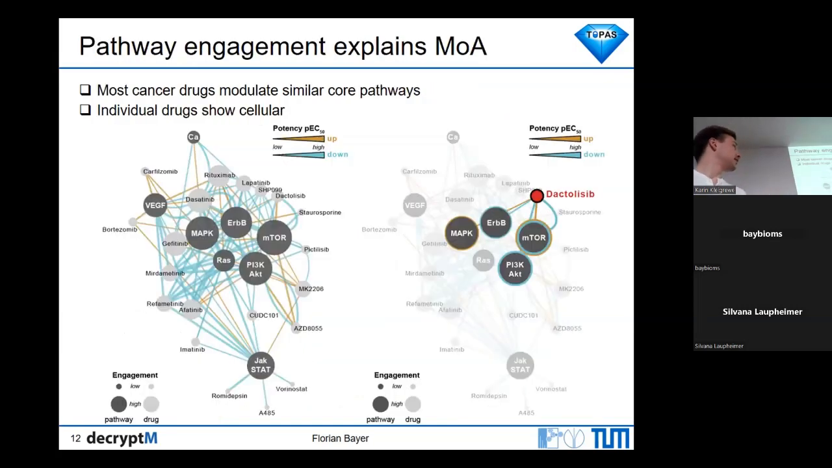That's one thing. And then we can also integrate all the data together. It's a little bit messy, I will only partially go into detail. What you see here is different pathways that can be engaged by different drugs. The drugs are in these grayish bubbles. And when we look at one specific inhibitor, you can now understand its mode of action. So this is dactolisib. You see this very strong mTOR component.